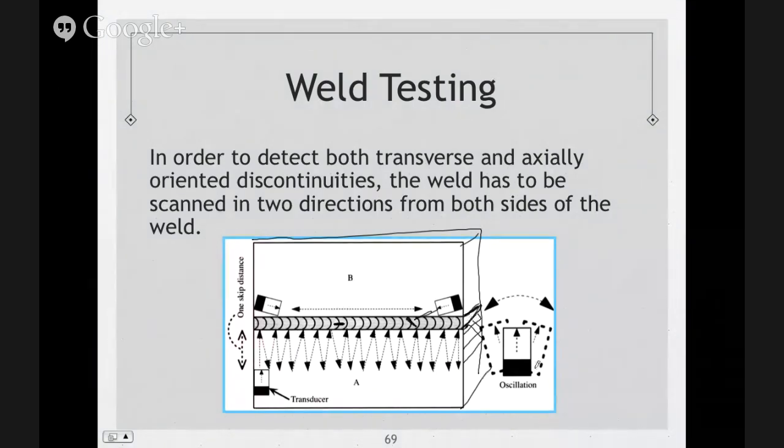Now you also want to oscillate your transducer, meaning moving it from left to right to catch any discontinuities that may not be perfectly aligned. So you oscillate a little bit, and you start moving it to the sides and doing this scanning. You will scan in those directions.